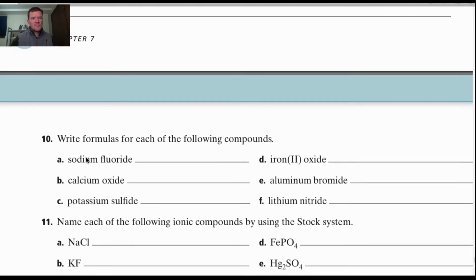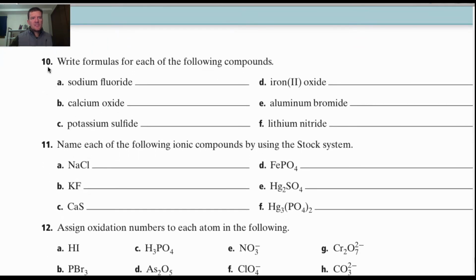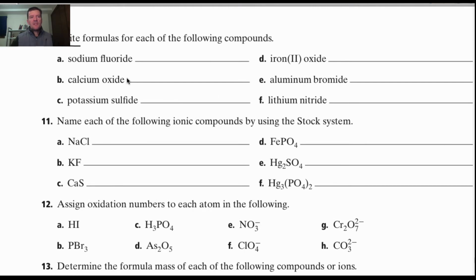We'll jump here and do some more examples of these. It says write formulas for each of the following compounds. So now we're going to have, in this case, these are all ionic. I know because it's a metal and a nonmetal. Metal, nonmetal, metal, nonmetal. We're going to write the formulas this time. These are all ionic. Sodium fluoride. Sodium forms a +1 ion. Fluoride is a -1. I just need one of each.